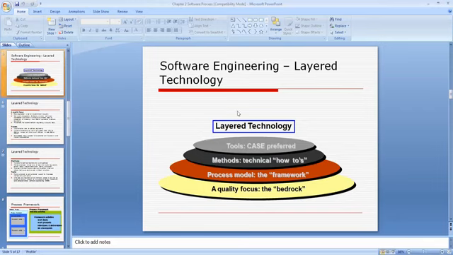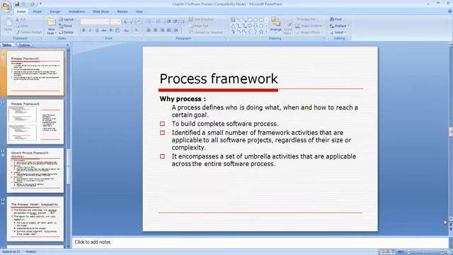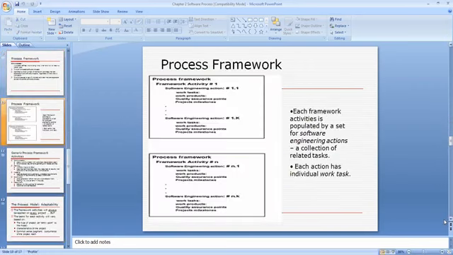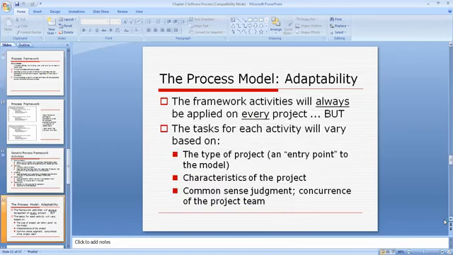Then we have already seen the layered technology. This layered technology consists of tools, methods, process, models, and quality focus. Now we will see the process framework. We have also seen umbrella activities and framework activities, and the process framework. Now the adaptability.